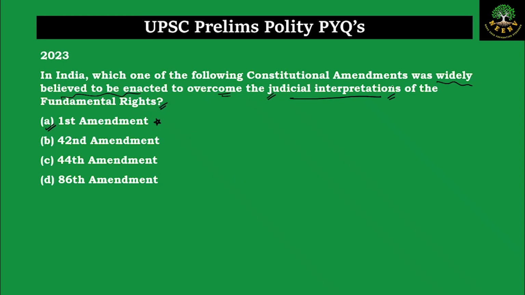In normal cases, because it said which is the widely believed provision which was enacted to overcome the judicial interpretation, the answer should have been A. But because it can lead to different perspectives and different debates, and you can get more than one answer as correct, and because we have to choose only one answer as correct, UPSC went for the safe route and chose to drop this question.